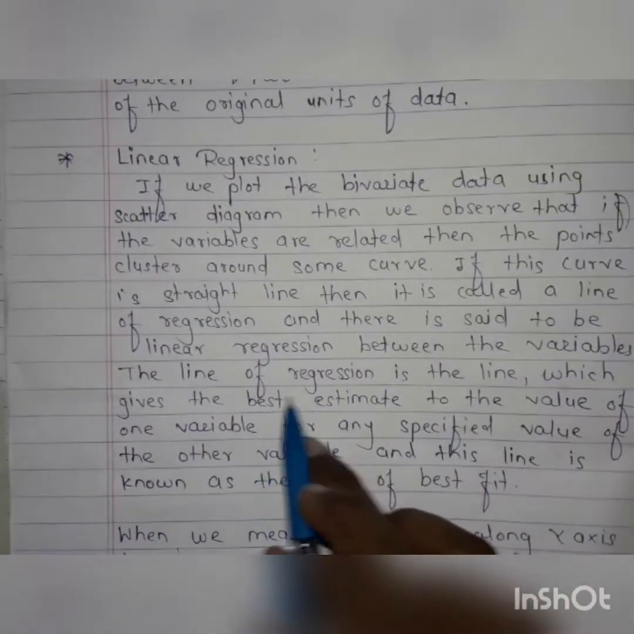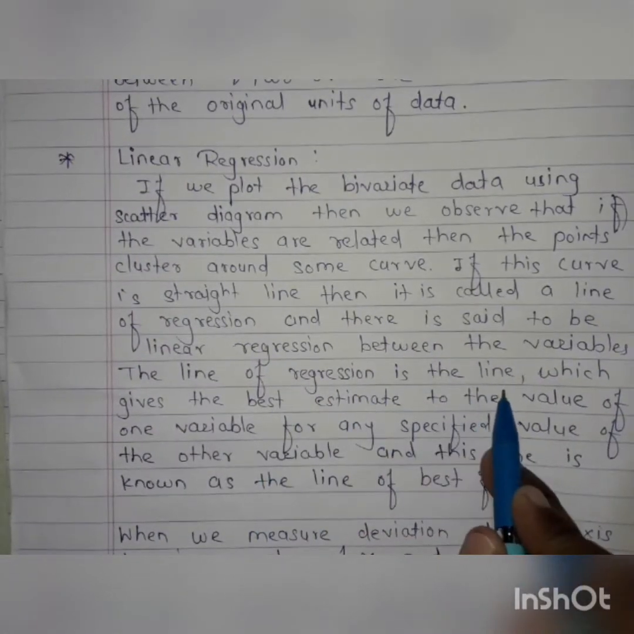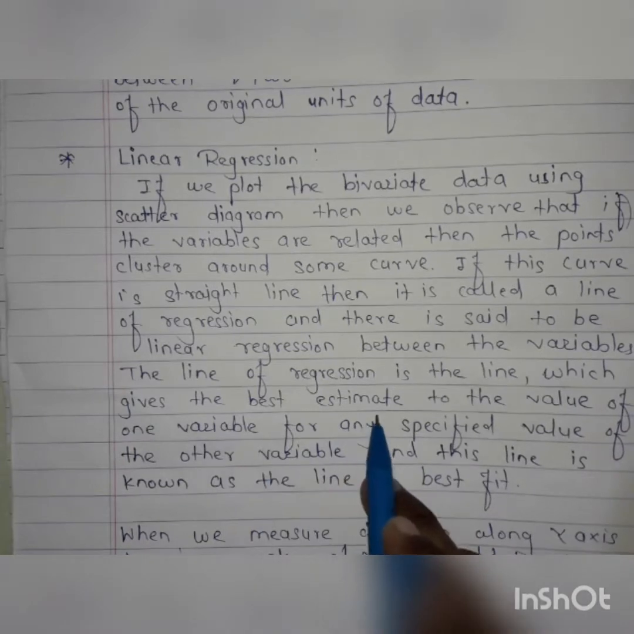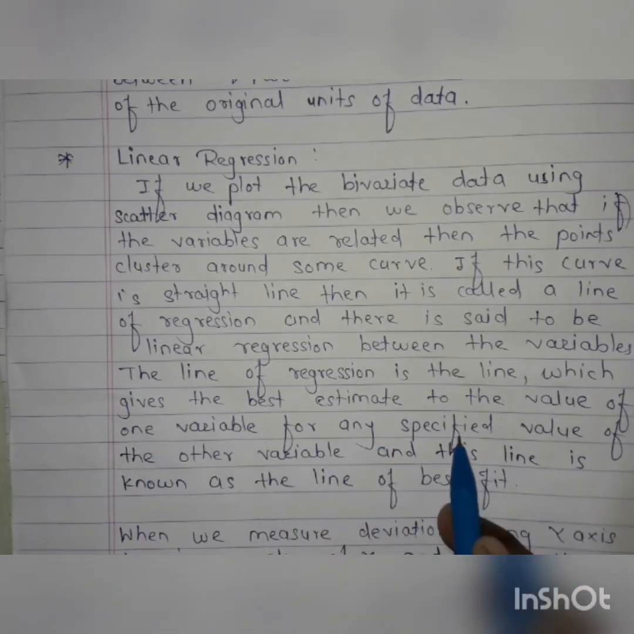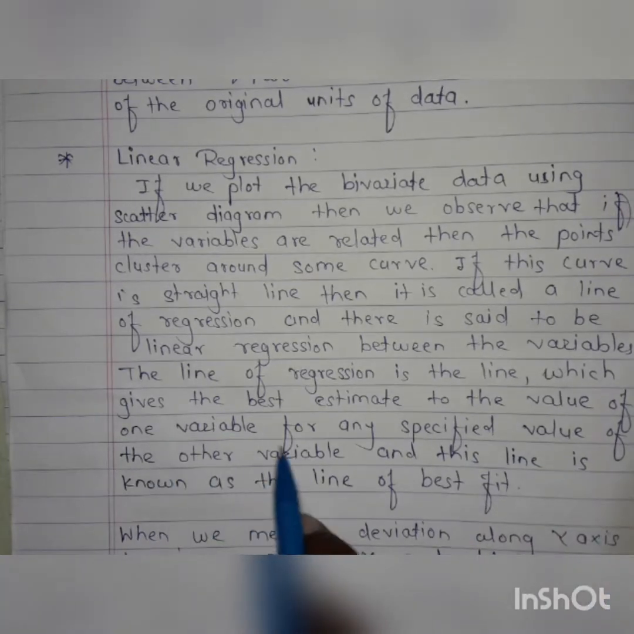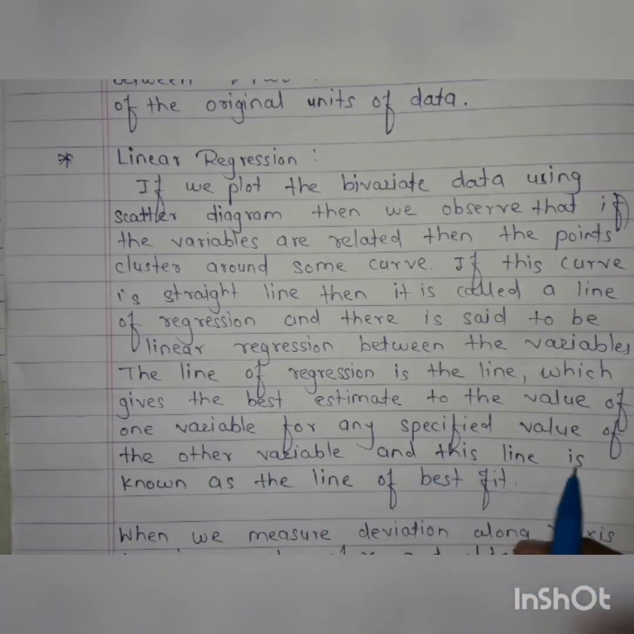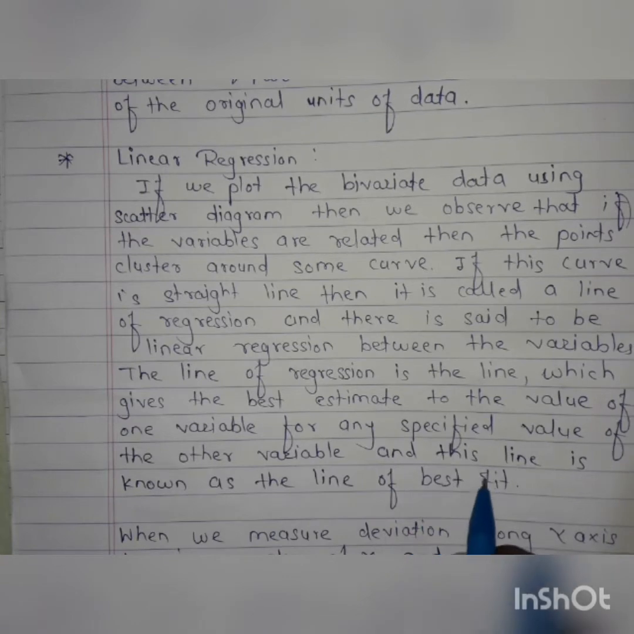The line of regression is the line which gives the best estimate to the value of one variable for any specified value of the other variable, and this line is known as the line of best fit.